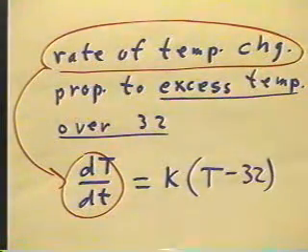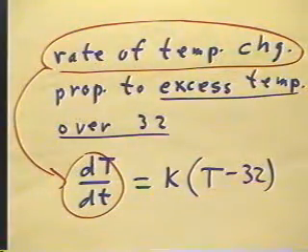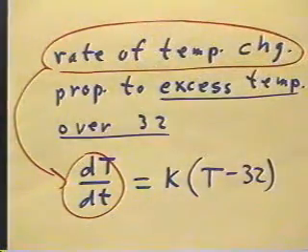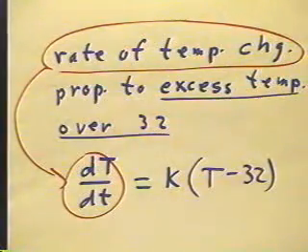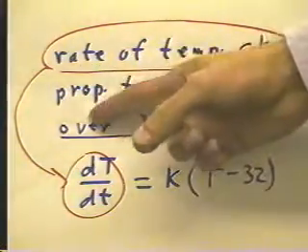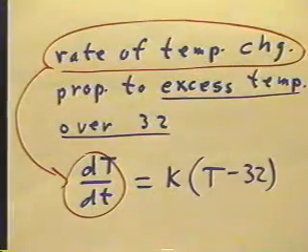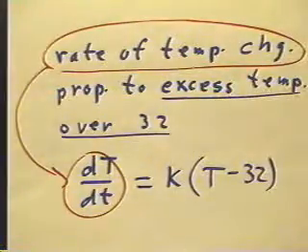The first quiz problem for today involved a situation where the rate of temperature change for some object, say a potato, dropped into ice water, was proportional to its excess temperature over 32 degrees, the temperature of the ice water in Fahrenheit.